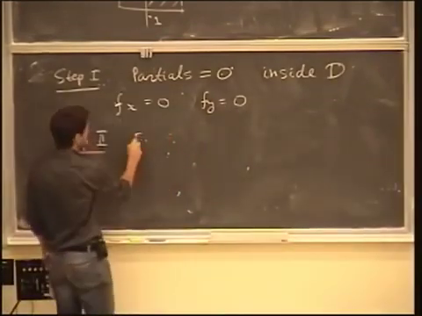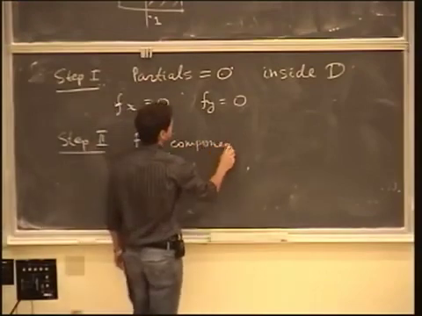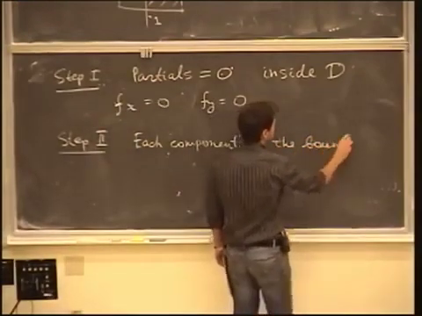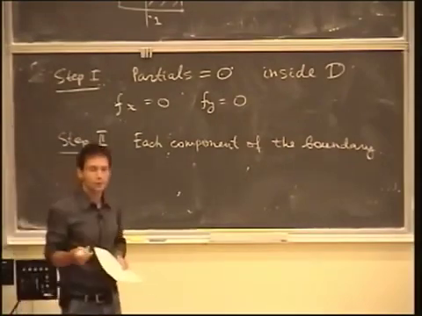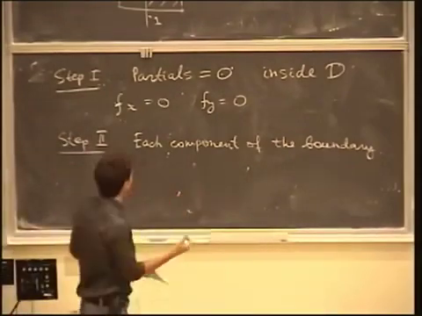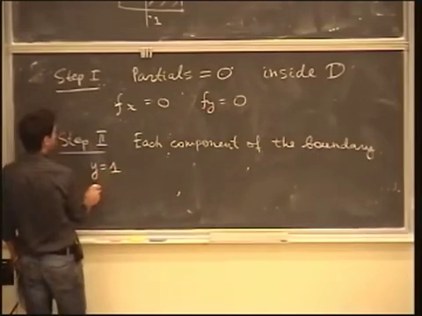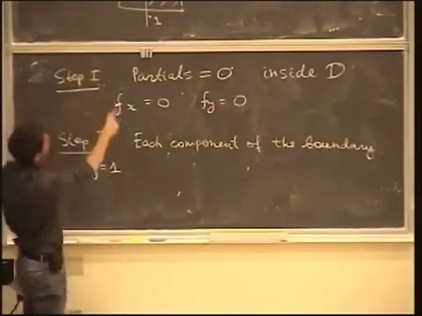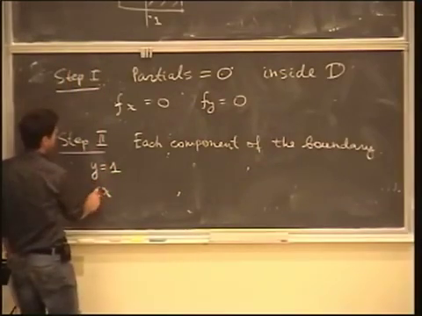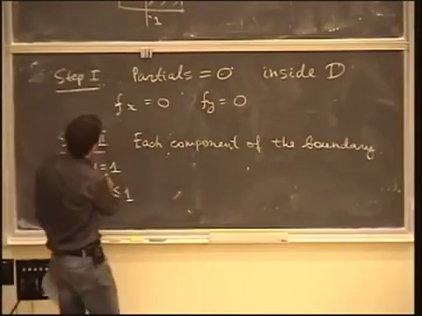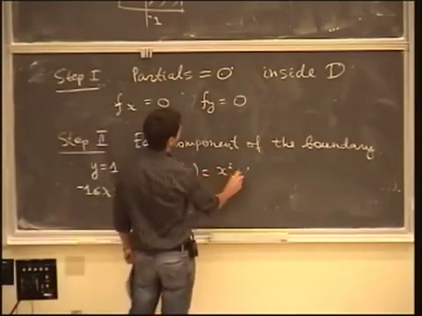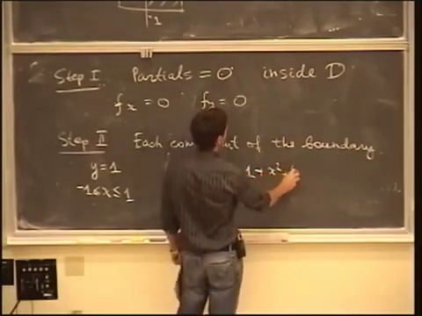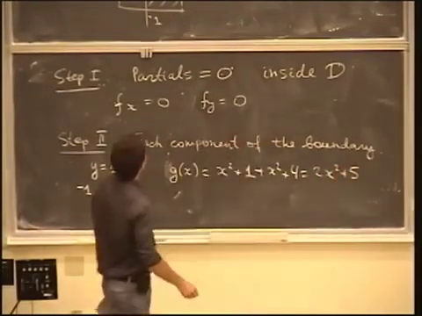Next, you look at each component of the boundary. And on each component of the boundary, you can set one of the variables equal to something. So effectively, your function restricted to that component becomes a function of one variable. So let's say if we take the part of the boundary which is that top horizontal segment, that would be y equals 1 and x between -1 and 1. When you set y equal to 1 in the function, you effectively get a new function, let's call it g of x, which is x squared plus 1 plus x squared plus 4, which is 2x squared plus 5, right?